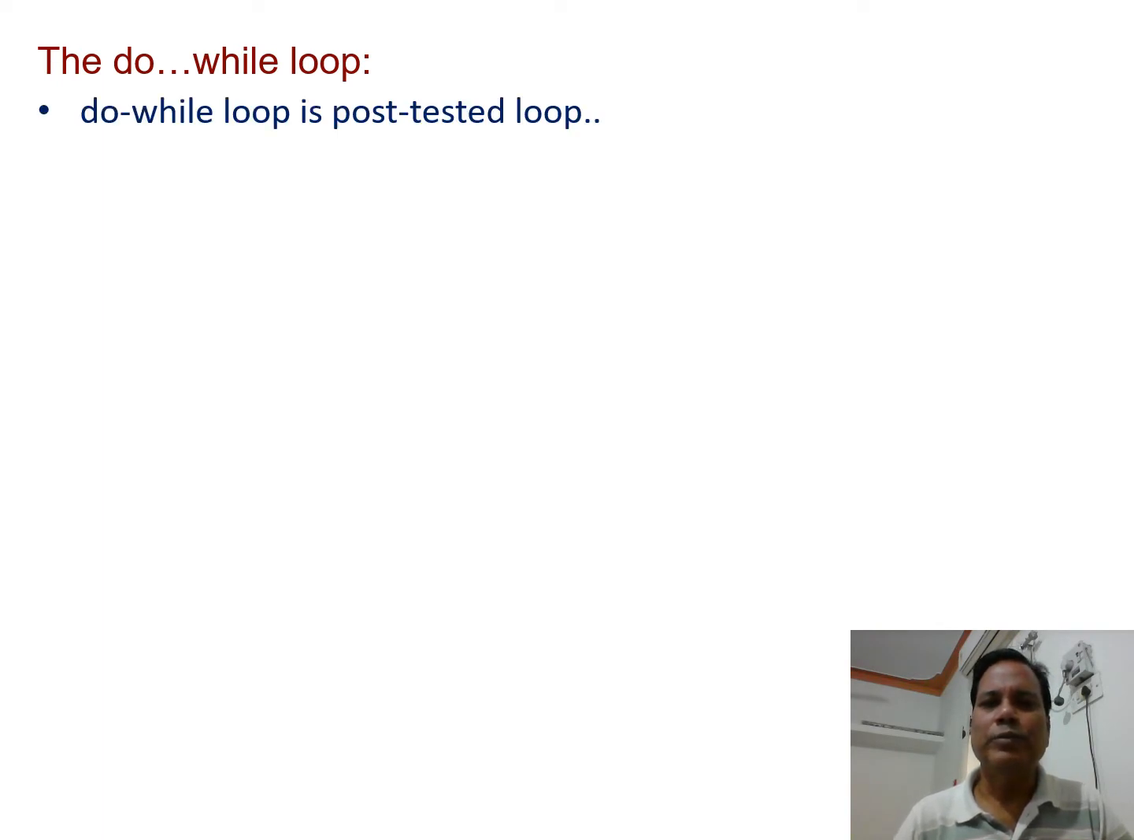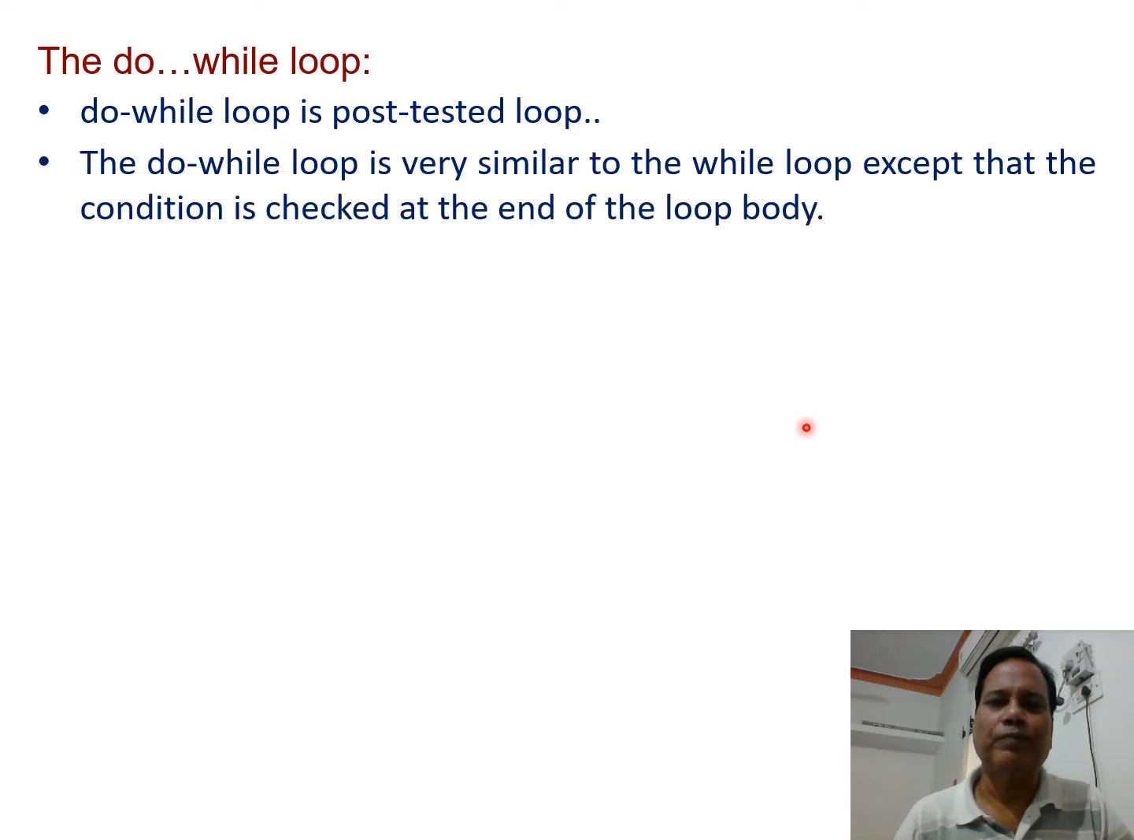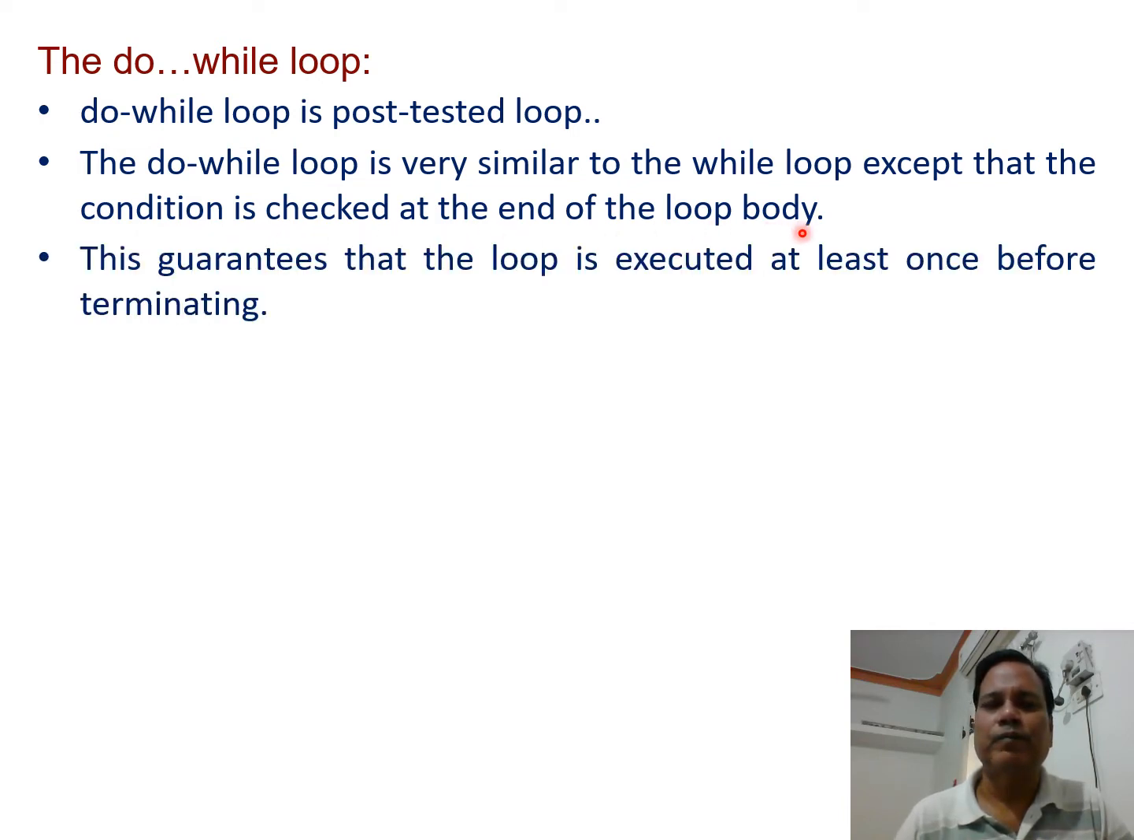So the do while loop is a post-tested loop. The previous for loop and while loop were pre-tested loops, whereas the do while loop is a post-tested loop. The do while loop is very similar to the while loop, except the condition is checked at the end of the loop body. This guarantees that the loop is executed at least once before terminating.